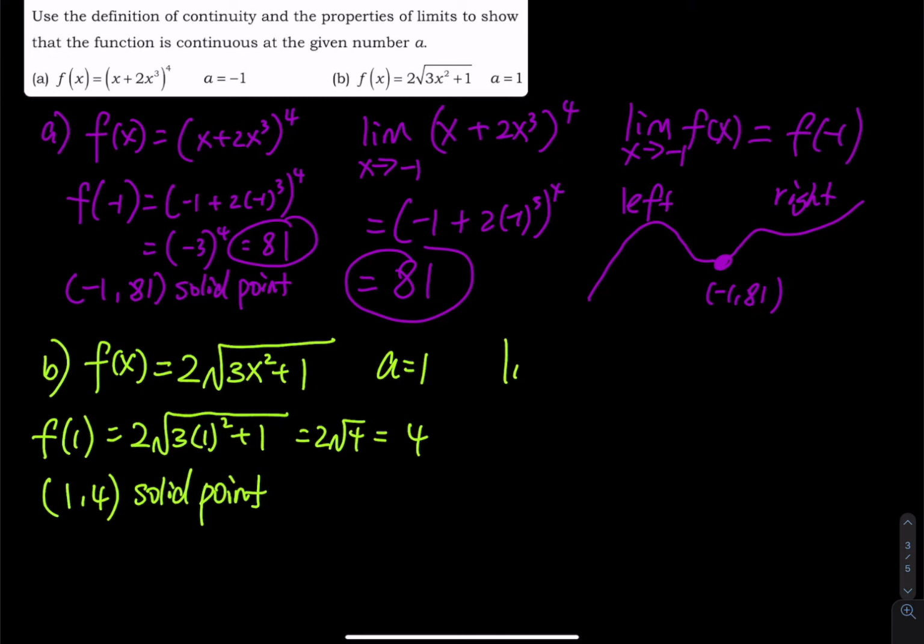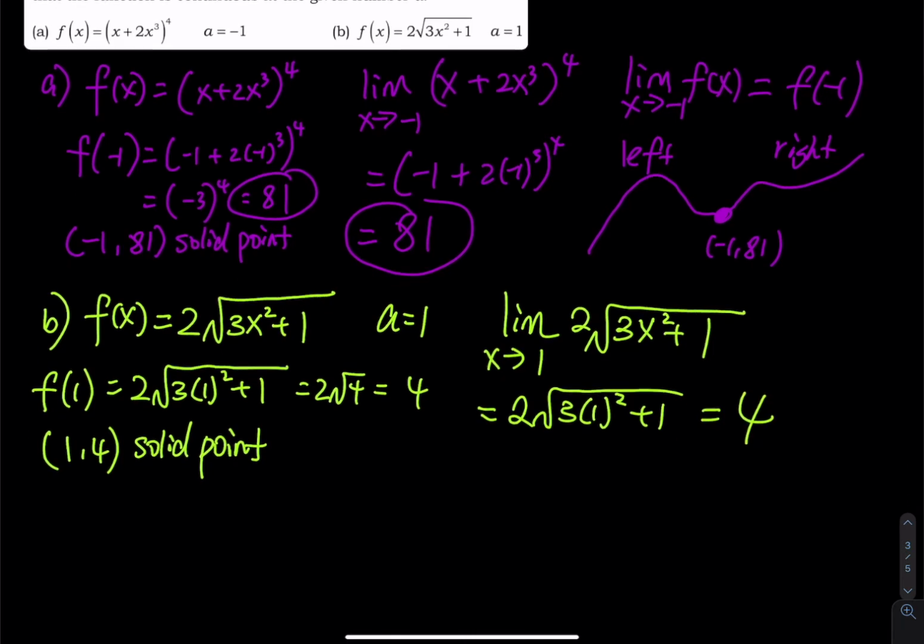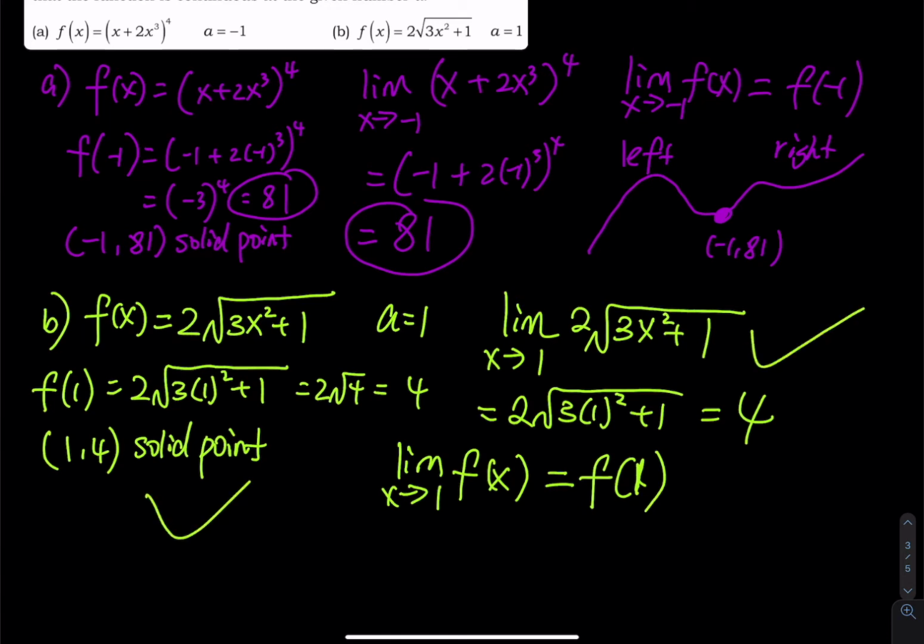And then next, we have to check the limit as x approaches 1. As x approaches 1, you plug in, there is not going to be a problem, so you can just plug in. So 2 times the square root of (3x squared plus 1), it's safe to plug in. You don't need the limit anymore because you already plug in. 3 times 1 squared plus 1, so that is 2 times root 4, which is equal to 4. So we just proved that the limit as x approaches 1 of the given function is equal to f of 1. That is number 2, that is number 3, that is number 4.